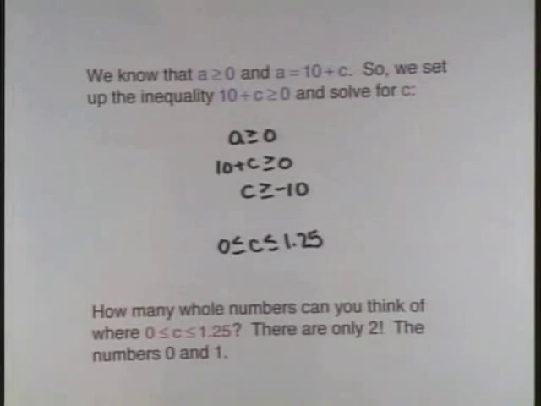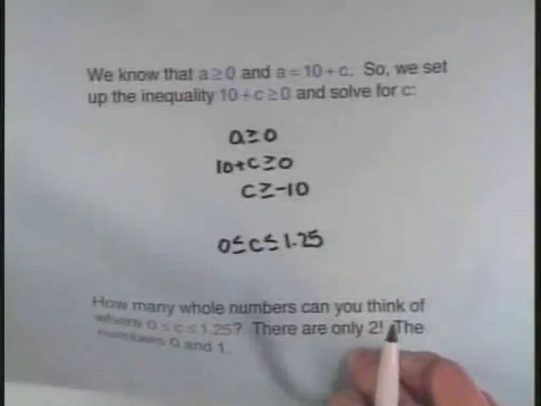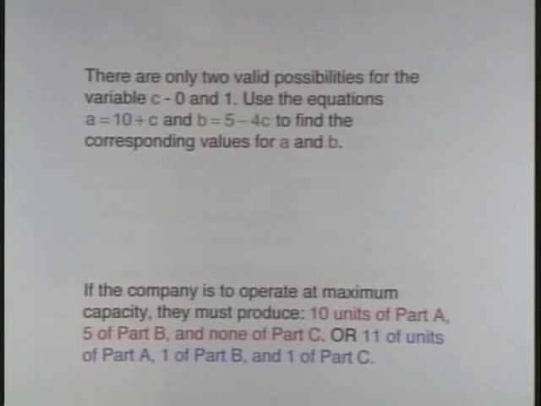How many whole numbers can you think of where 0 is less than or equal to C is less than or equal to 1.25? There are only 2. The numbers are 0 and 1. There are only 2 valid possibilities for the variable C, 0 and 1. Using the equations A equals 10 plus C and B equals 5 minus 4C, find the corresponding values for A and B.